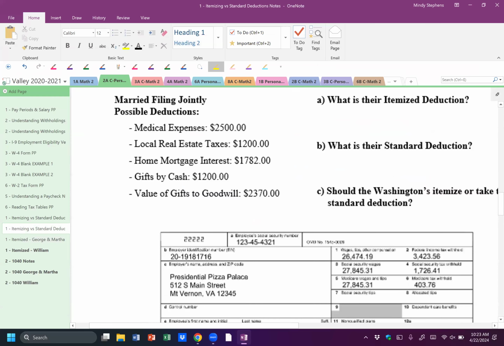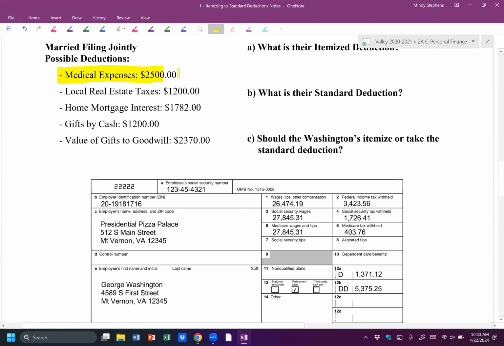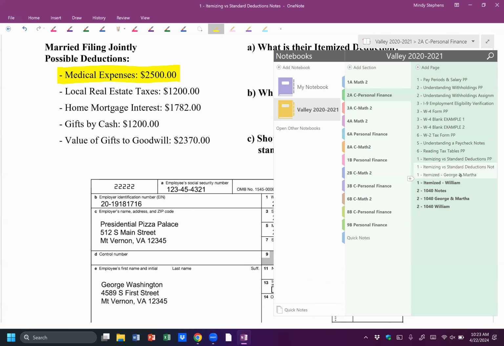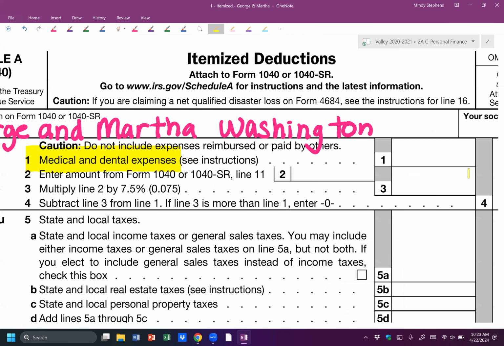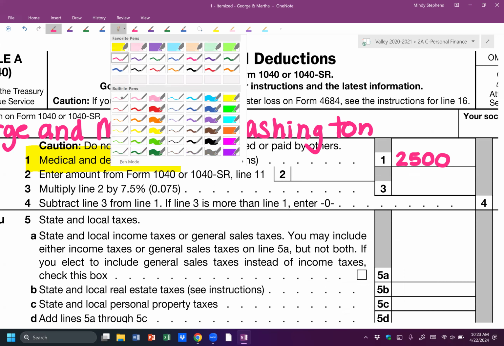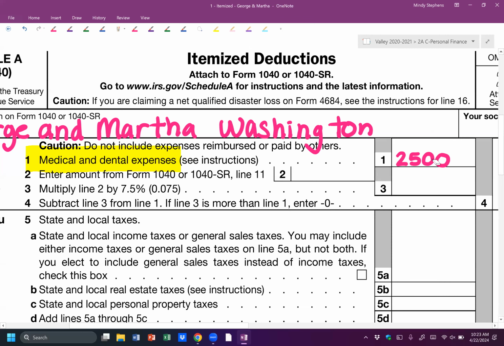So if you go back to this form, you see it says medical expenses right there. Do you see that? If it is not listed, you are going to put 0. So if they didn't have medical expenses listed on that list, you would put 0, but this does have them. So we're going to write 2,500 on that. So on line 1, I'm going to write 2,500. Please make sure it is very clear and you can read it perfectly, okay? All right, so there's line 1.